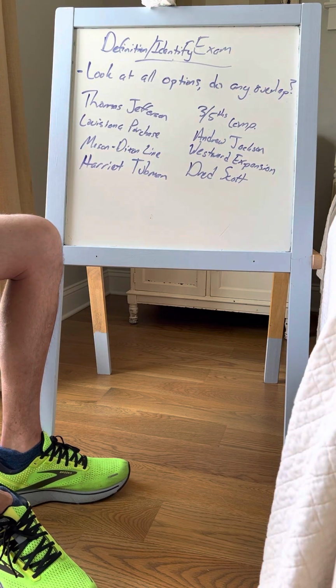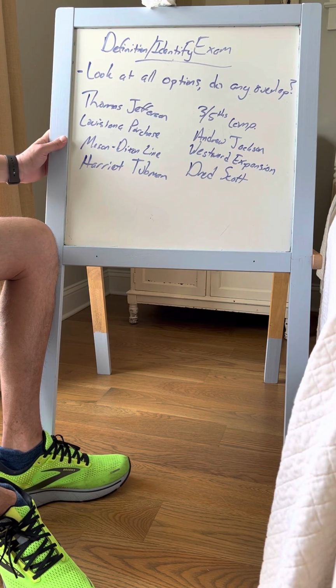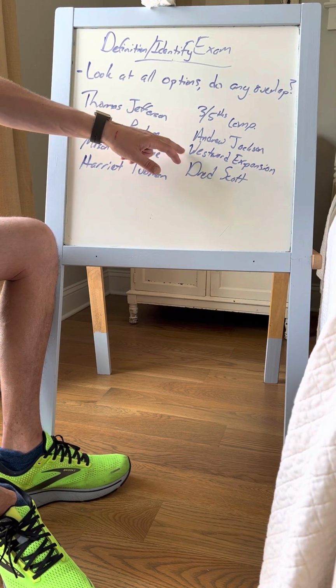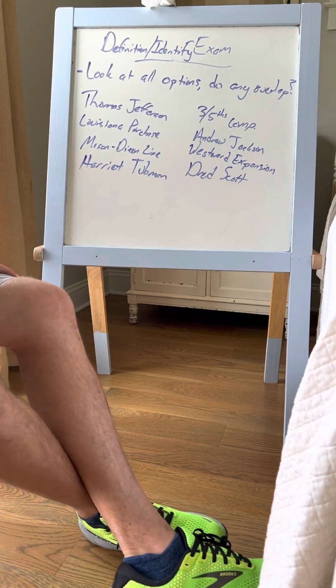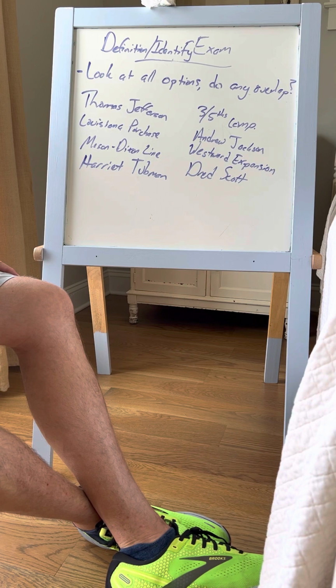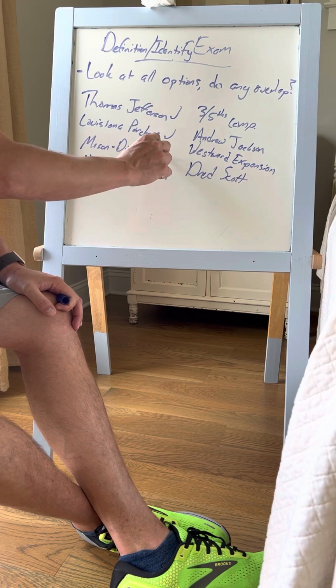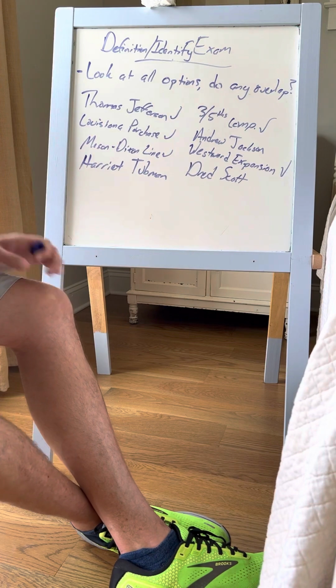Okay, so when we take a look at this, let's say you had to answer 5 of the 8 of these. So you've got Thomas Jefferson, the Louisiana Purchase, the Mason-Dixon line, Harriet Tubman, 3/5 compromise, Andrew Jackson, westward expansion, and Dred Scott. So let's say we wanted to do Jefferson, Louisiana Purchase, Mason-Dixon line, 3/5, and westward expansion.